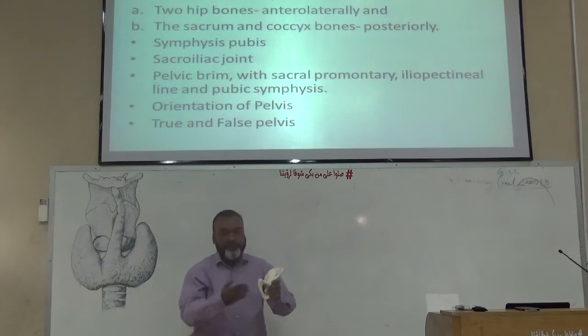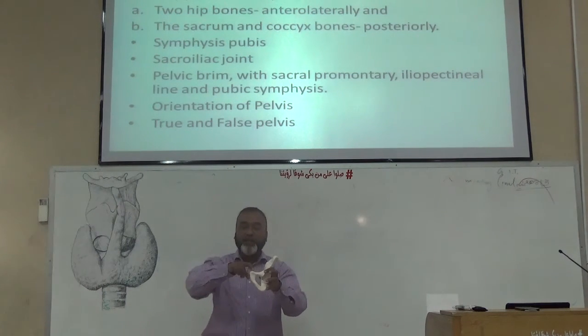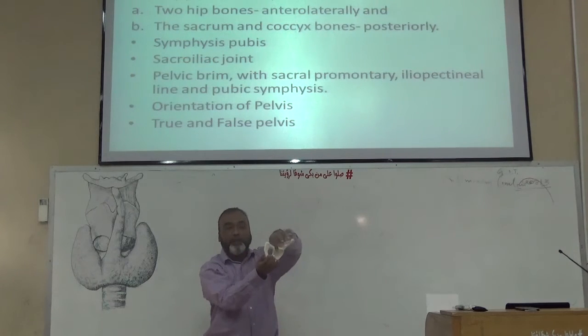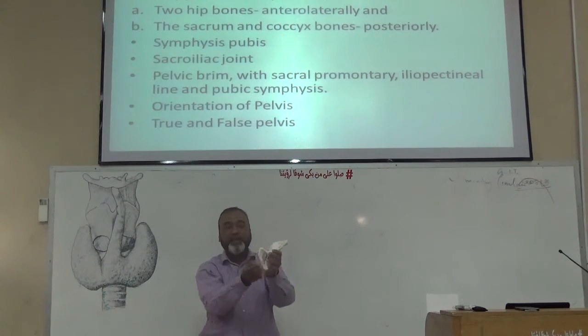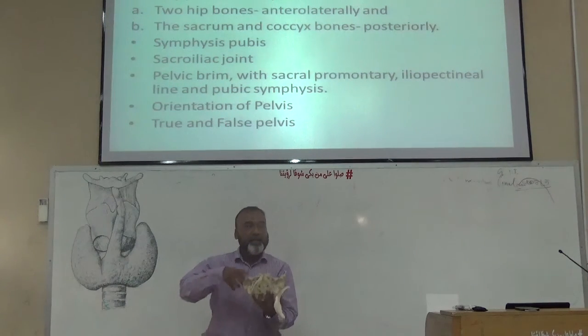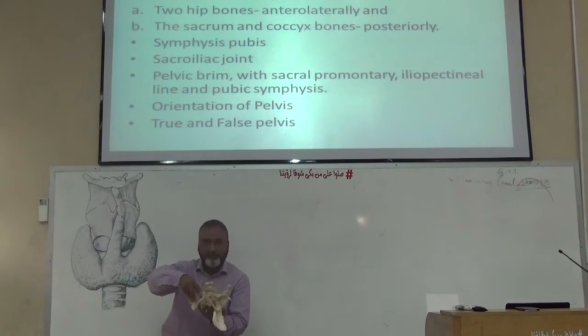And anteriorly, the pubic bone has a pubic tubercle, pubic crest, and two rami, the superior ramus and inferior ramus, up to here. The two pubic bones articulate like this, anteriorly in the midline, and form the pubic symphysis. Okay.